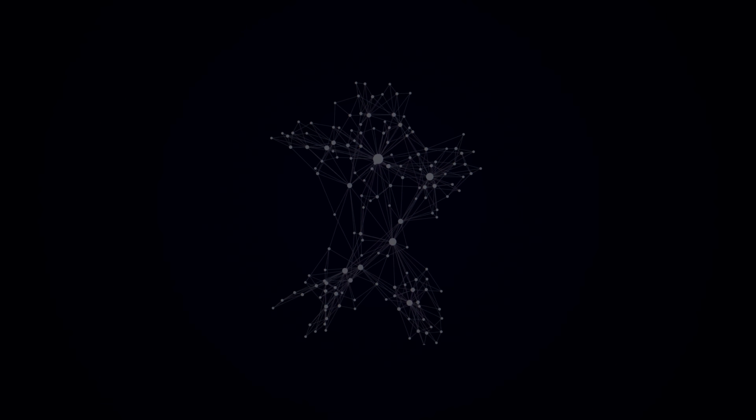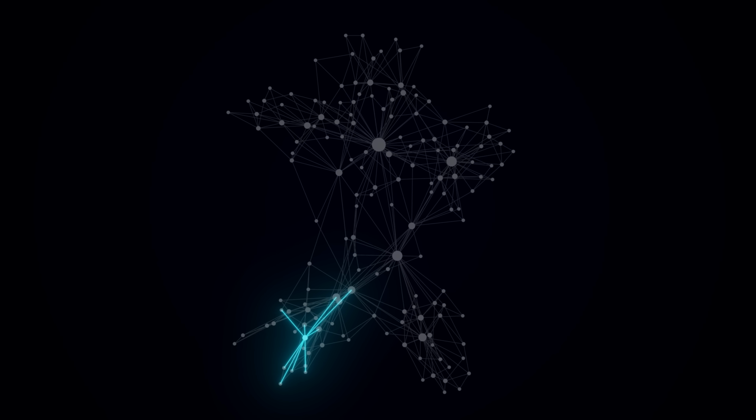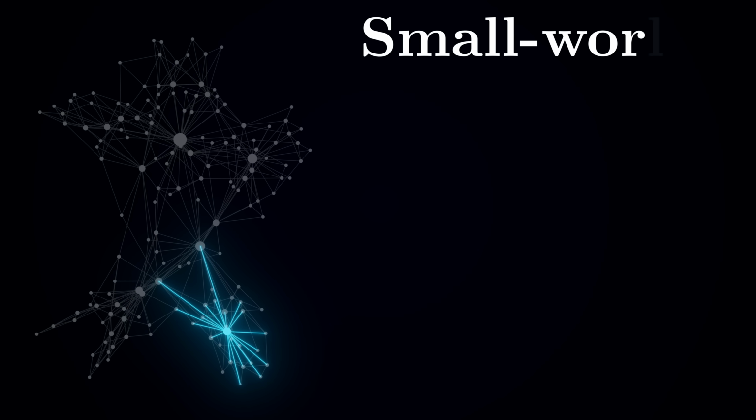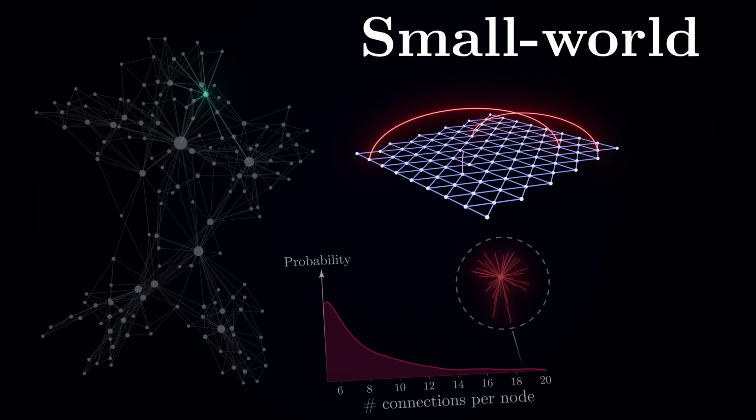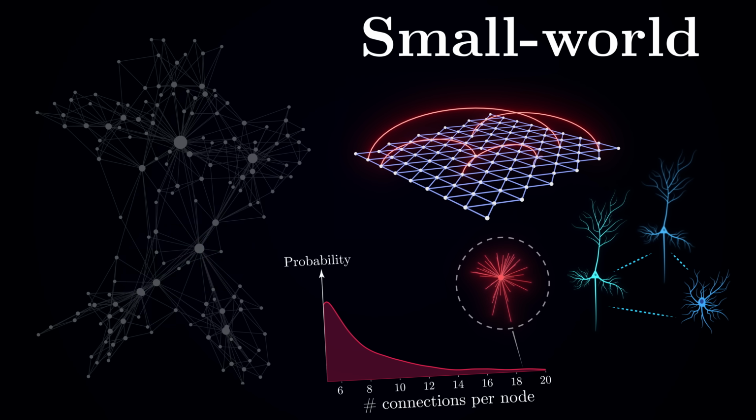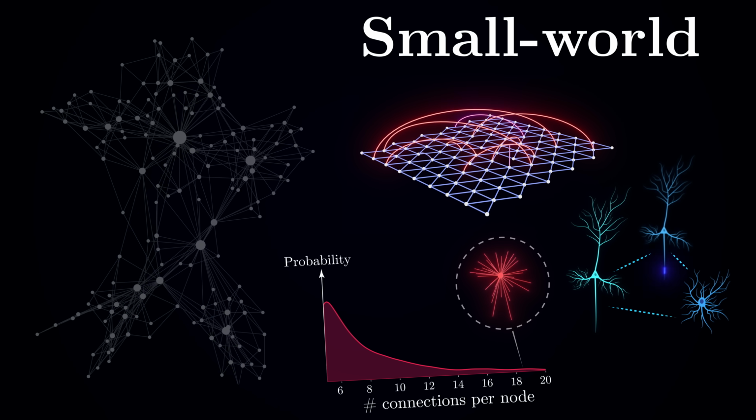Today, we're taking a closer look at this mysterious pattern of organization called small world graphs. We'll discuss what they are, why they appear everywhere you look, and how they give your brain such remarkable information processing capabilities.